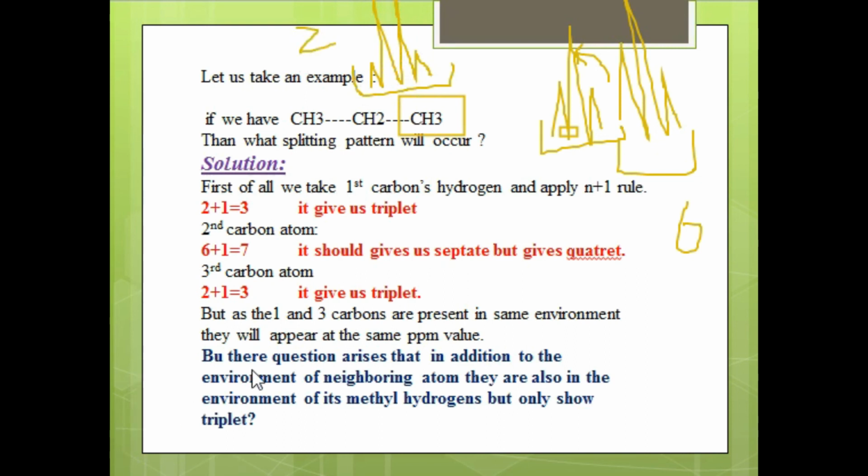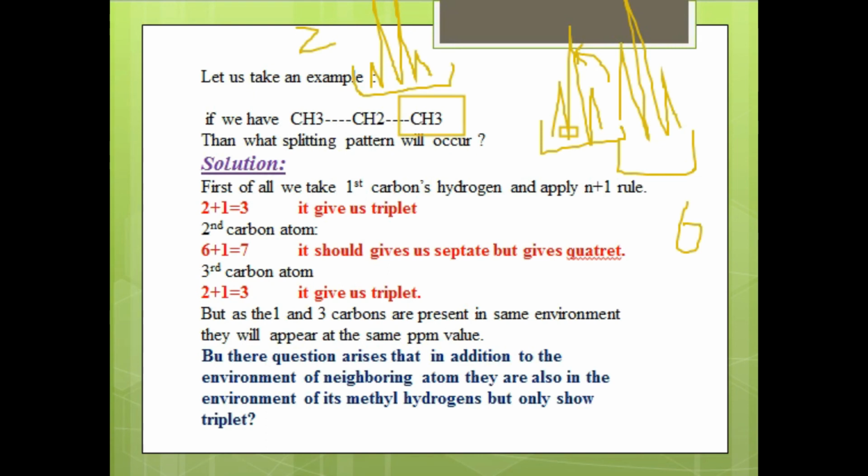Here is also a question. The question arises that in addition to the environment of the neighboring atom, they are also in the environment of its methyl hydrogens, but it only shows the triplet. The answer to this question has already been given: the hydrogens present in these methyl groups are always in a state of rotation. As these hydrogens are fastly moving, this appears as a single hydrogen for the methylene, so this appears as a single, and plus 1 states that this will give us a triplet.